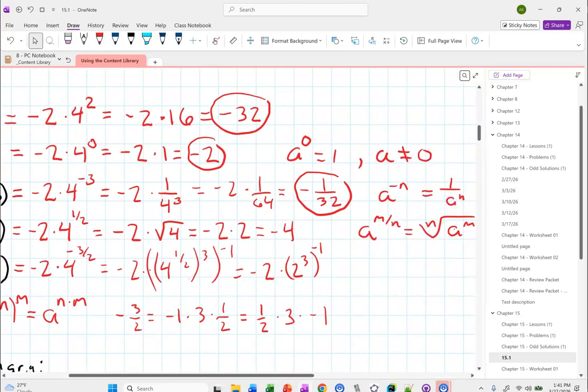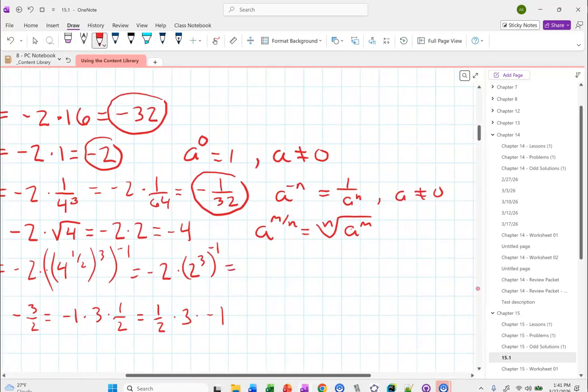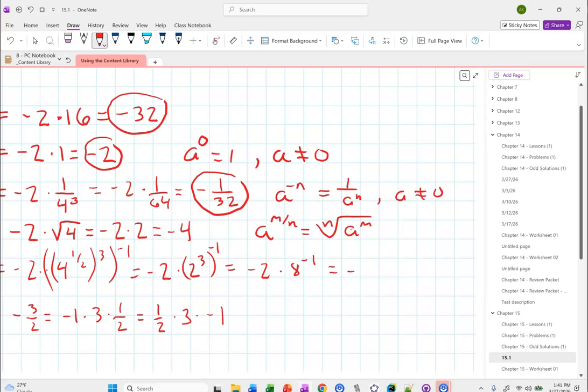Now, why did I put 2 to the third next? Or put the 3 next? Well, because a whole number to a power is really easy to do. 2 to the third, piece of cake. That is 8. And you got 1. And then with the -1 exponent, that just makes a reciprocal. And I reduce and I'm done.